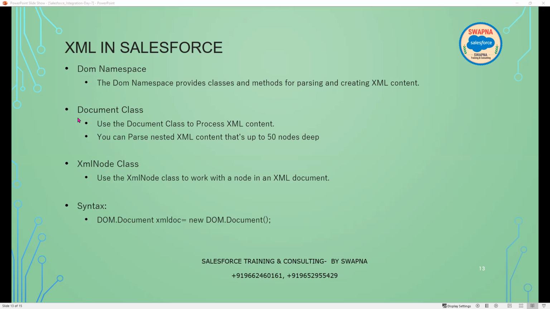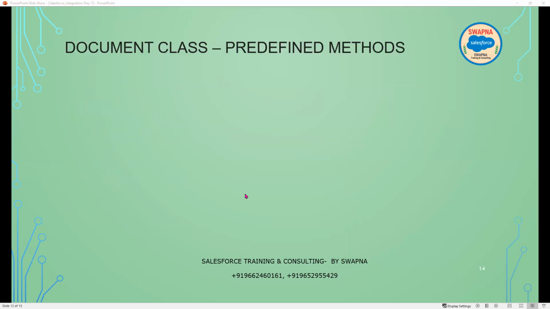In the document class, we have different predefined methods which will perform the serialize and deserialize. First, we will see the document class within the DOM namespace. Within the document class, we have predefined methods. One of the methods is createRootElement.